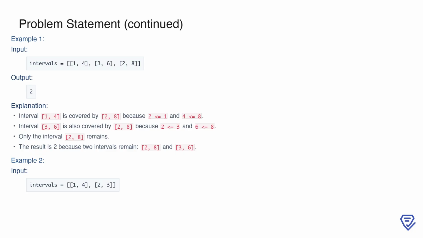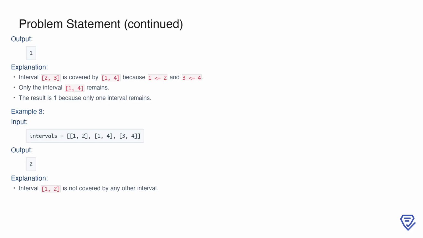Suppose the input intervals are [1,4], [3,6], [2,8]. The output in this case would be 2. Here's why: the interval [1,4] is covered by [2,8], because 2 is less than or equal to 1, and 4 is less than or equal to 8. Similarly, the interval [3,6] is also covered by [2,8], for the same reason: its boundaries lie completely within [2,8]. Additionally, since no other interval can cover [2,8], it stays in the list. Therefore, after removing the covered intervals, two intervals remain, [2,8] and [3,6], giving a result of 2.